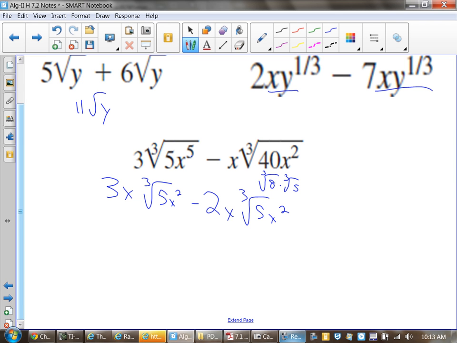Now can I combine these two terms? So I have 3x cube root 5x squared minus 2x cube root 5x squared. What are you left with? x cube root 5x squared. Yeah.